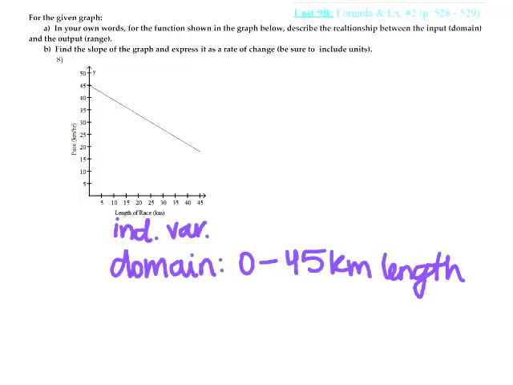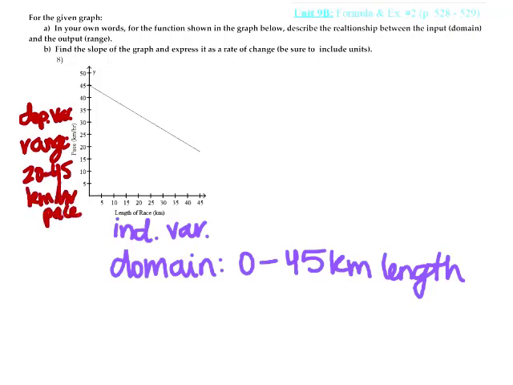And now for the dependent variable, by default, it will be the pace. So the pace is the dependent variable because it depends on the length of the race. And remember, range corresponds to the dependent variable. So the range will fall between approximately 20 to 45 kilometers per hour pace. And I've determined that because looking along the y-axis, along the pace, if we line this up, it's approximately 20 kilometers per hour to 45 kilometers per hour. So that's the range of the pace.